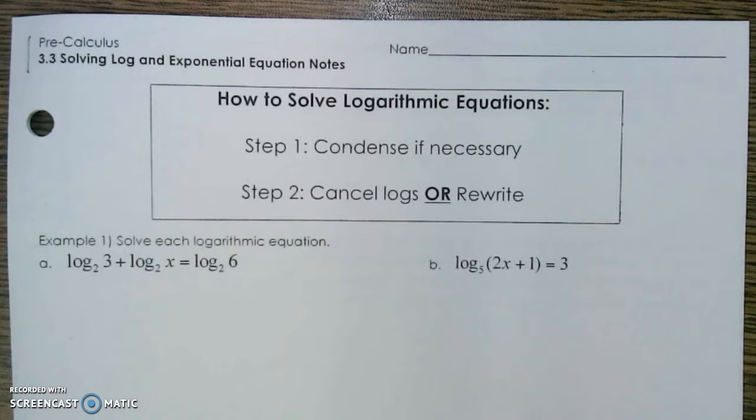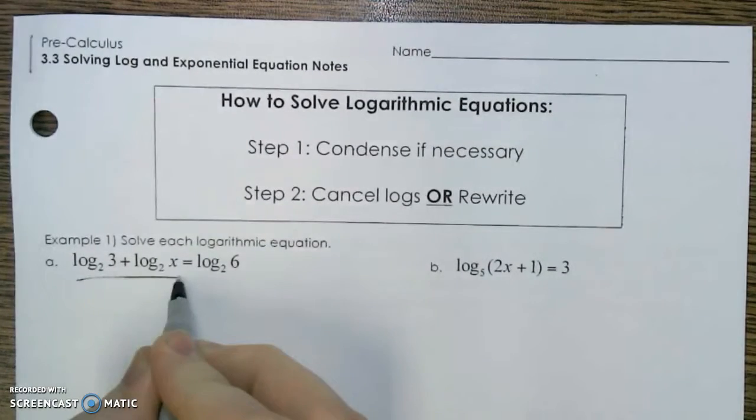In lesson 3.3, we are solving logarithmic and exponential equations. So let's say we have a log in the equation. What you want to do is condense the logarithm and then either cancel your logs or rewrite the logarithmic equation as an exponential function so that you can solve for x. So first step was to condense.